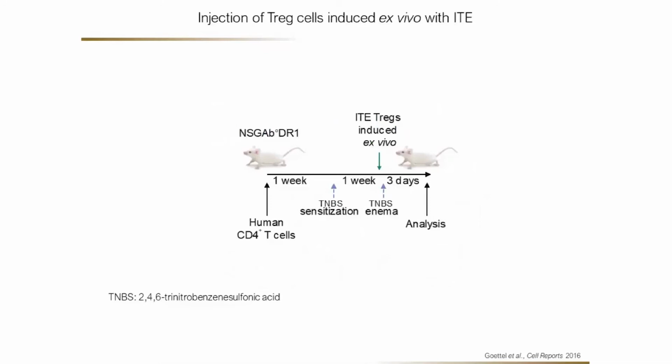It had been suspected that this was caused by T cell mediated inflammation. That's actually not entirely true. I do think T cells are involved, but we can discuss that later. But in any case, what we did is we took autologous naive T cells and induced Tregs using ITE, and we labeled those Tregs with CellTrace Violet, and we injected them into these animals just prior to giving the TNBS enema, which is going to induce that inflammatory response.